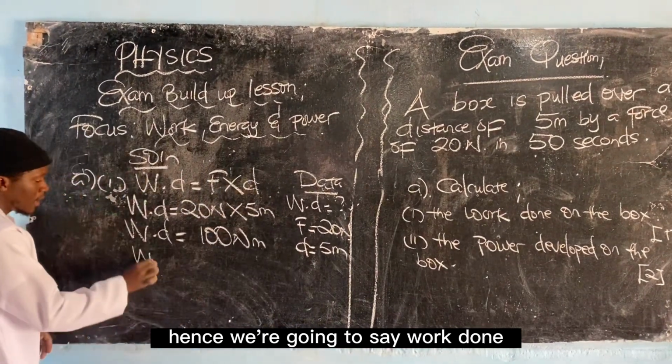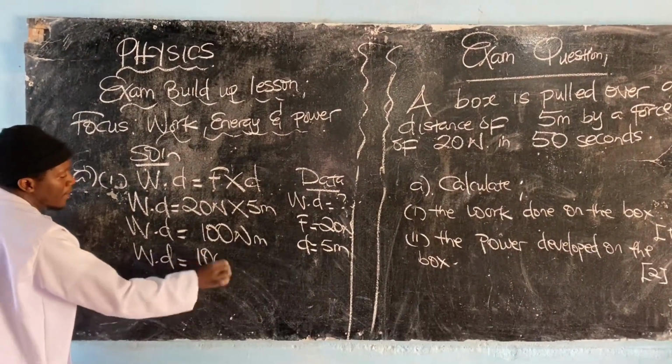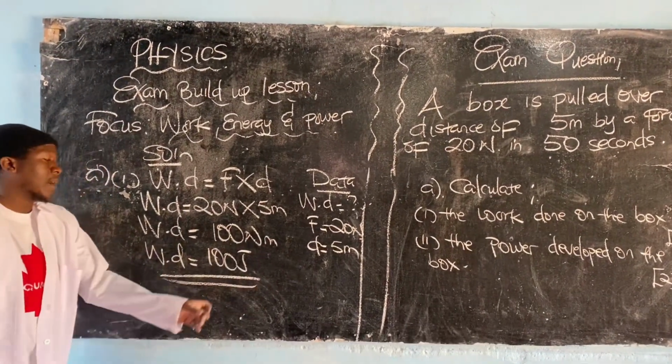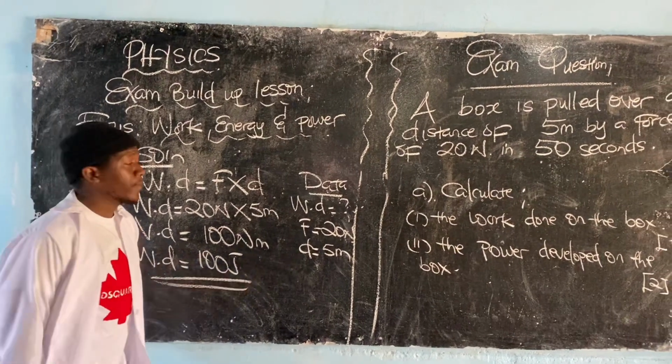Hence, we're going to say work done equals 100. 1 newton meter is equivalent to 1 joule. So this becomes 100 joules.